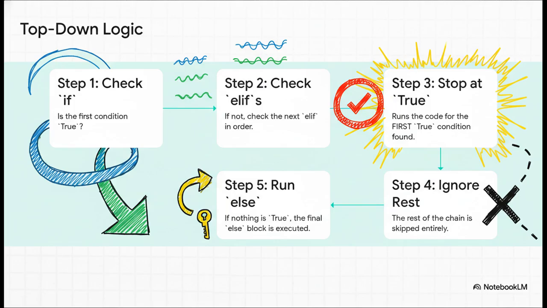So how does Python actually think its way through this? It's pretty straightforward and honestly kind of lazy in a smart way. It starts at the top with the if. Asks, is this true? If the answer's no, it just moves on to the next elif. How about this one? True? Nope. Okay. Next one. The very second it gets a true, it runs that block of code and then it just stops. It completely ignores everything else in the chain.